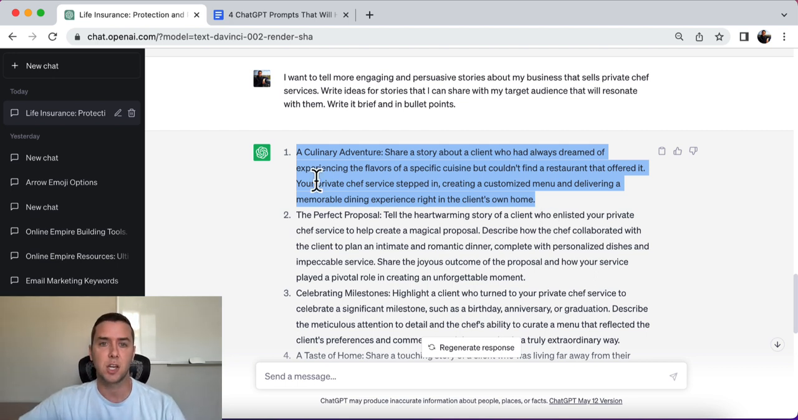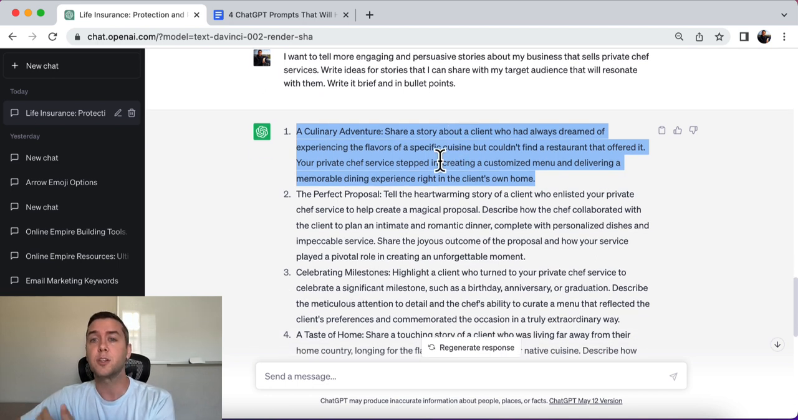Okay, so the first is a culinary adventure. Share a story about a client who had always dreamed of experiencing the flavors of a specific cuisine, but couldn't find a restaurant that offers it. Your private chef service stepped in, creating a customized menu, delivering a memorable dining experience.